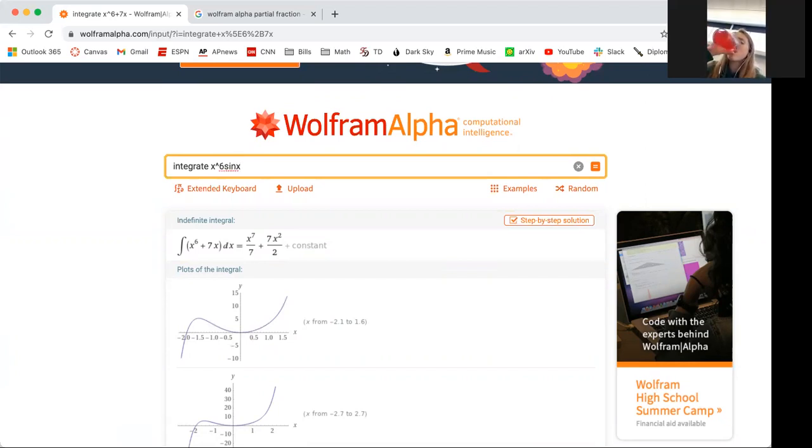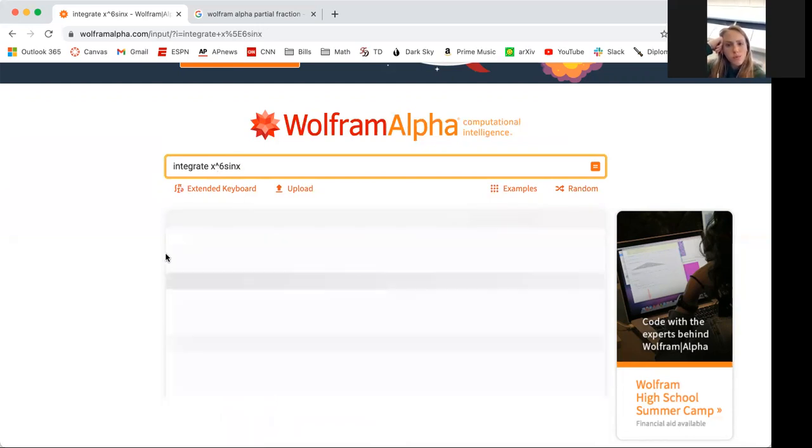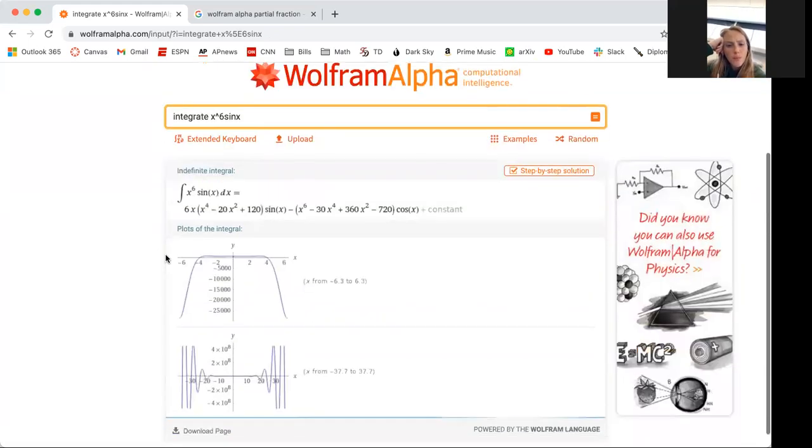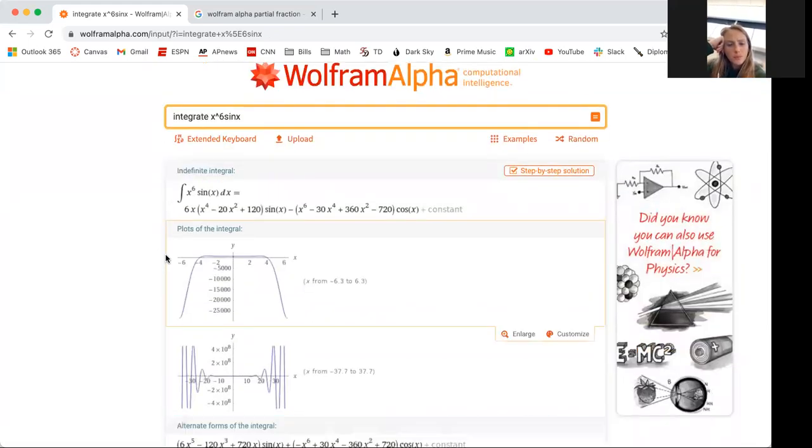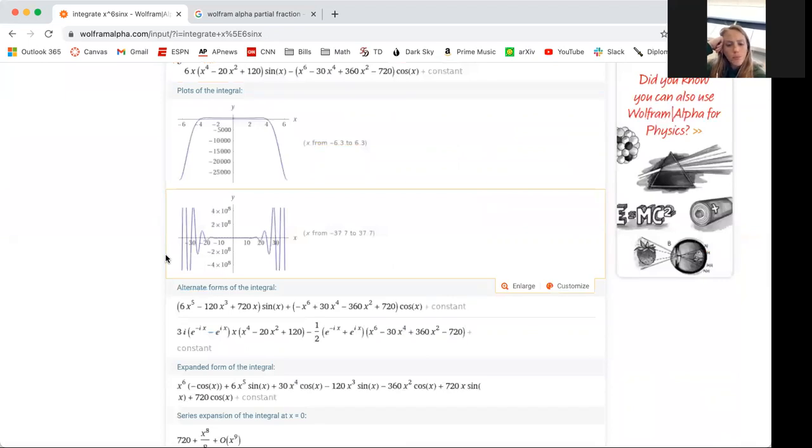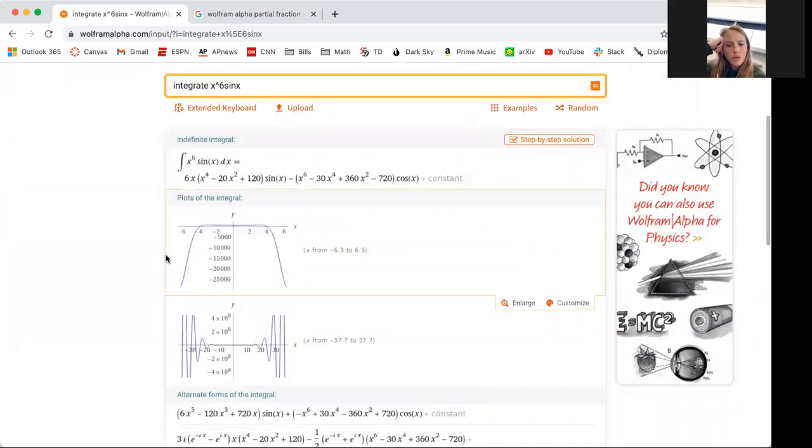And even more than that, if we look at, say, x to the 6th times sine x, this would be an enormous integration by parts. Like x sine x was integration by parts, x squared sine x we did twice. This we'd have to do 6 times, which we really don't want to do, but here this will do it for us.